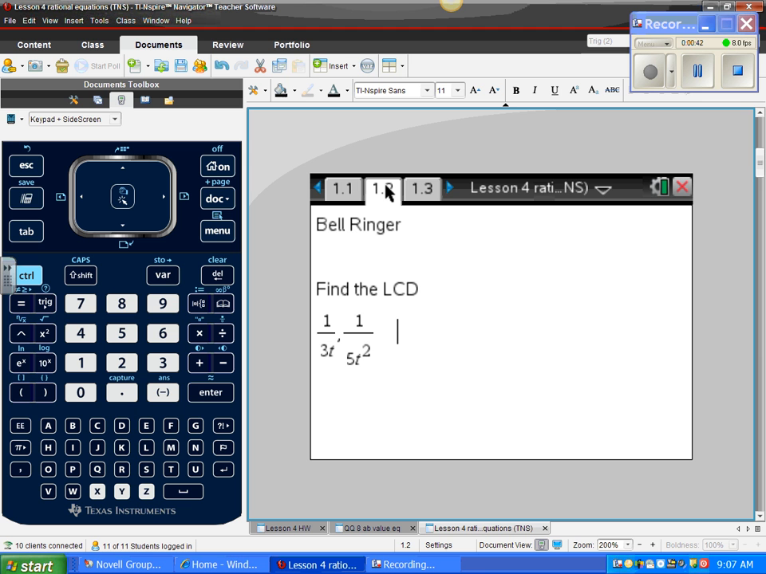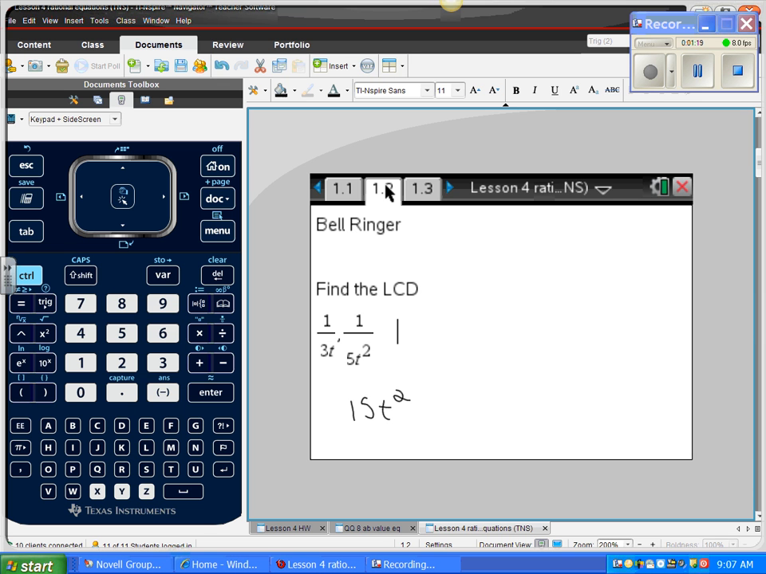A quick reminder here. So least common denominator stands for LCD. Okay, what do we get? 15t squared. Remember, you always have to take the largest exponent, right? Good. We okay with that?